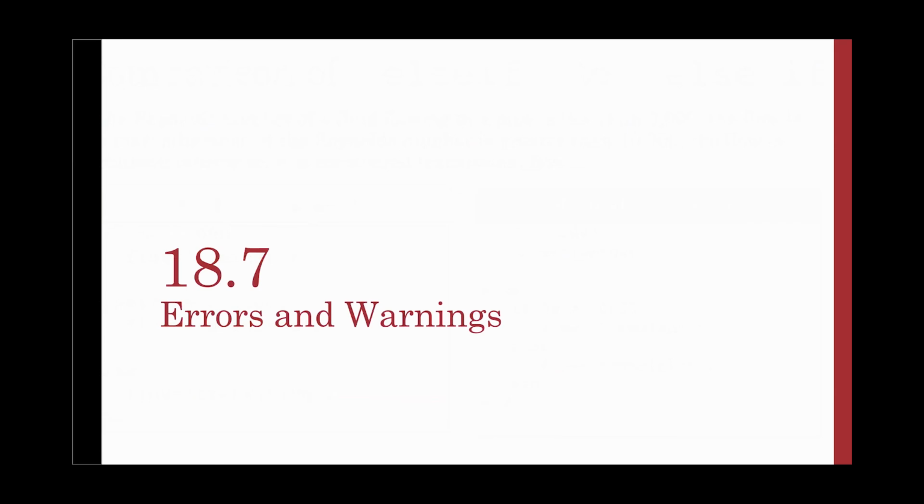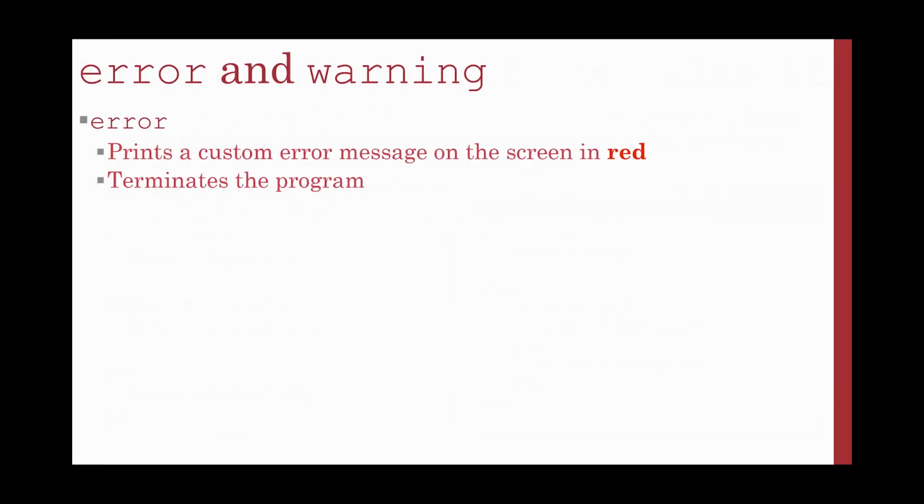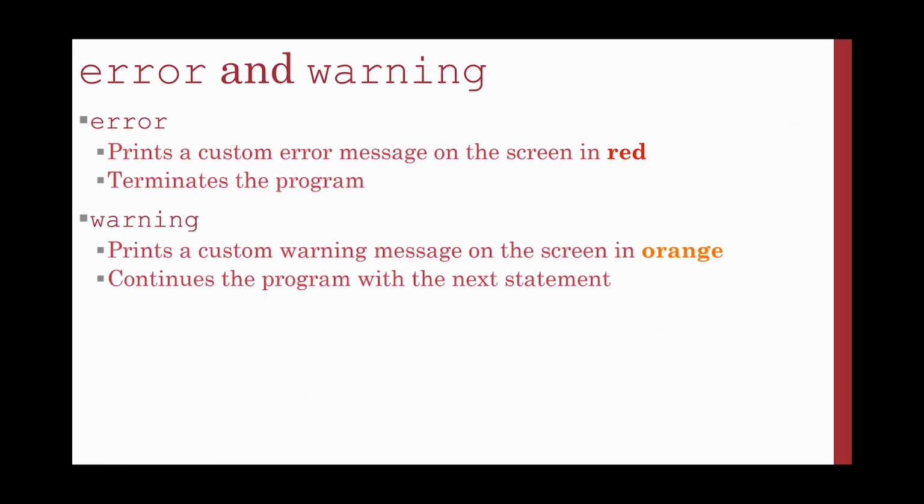So for errors and warnings that might occur, we want to understand the differences in the uses of the error and warning functions, and look at the try and catch to prevent abnormal termination of a program. So error and warning are 2 functions. Error prints a custom error message on the screen in red and terminates the program. Warning puts a custom warning message on the screen in orange and continues the program with the next statement.